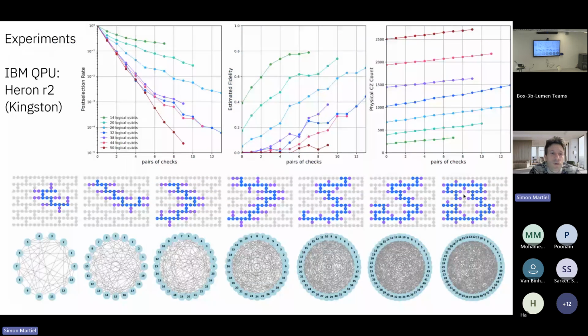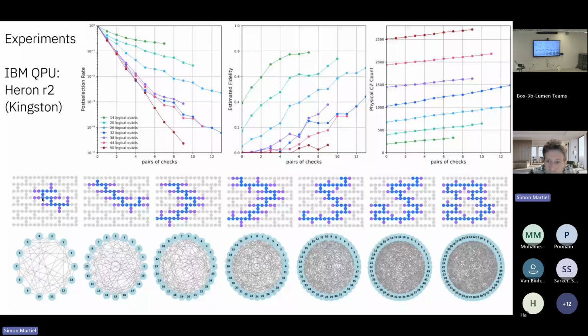And nevertheless, what we did is to run experiments using only Clifford circuits where we tried to prepare the largest possible stabilizer state using very large Clifford circuits. And this we ran on our Heron 2 IBM QPUs.